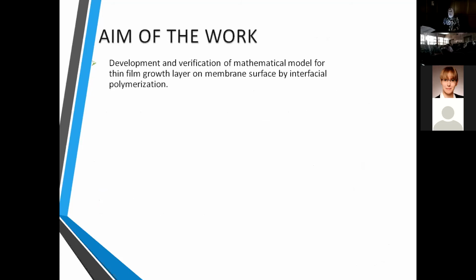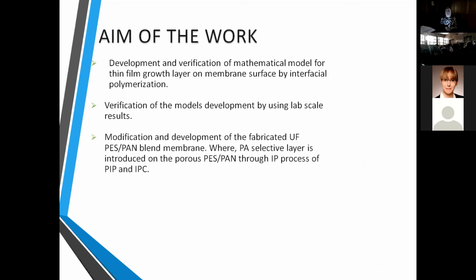The aim of the work is the development and verification of a mathematical model for thin film layer growth on a membrane by interfacial polymerization, by verifying the model on a lab scale, and the modification and development of a fabricated ultrafiltration polyethersulfone and polyacrylonitrile blended membrane, in which a polyamide selective layer is introduced on the blended membrane using piperazine and isophthaloyl chloride. Lastly, we use MATLAB code to solve the second order partial differential equation.